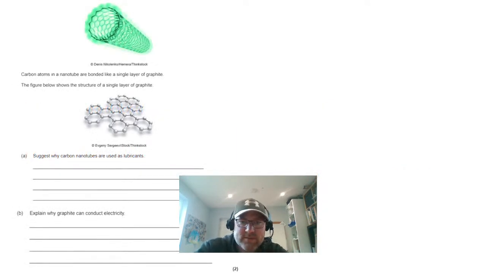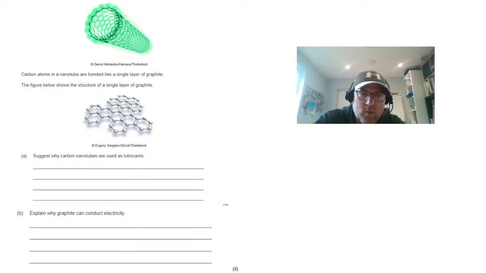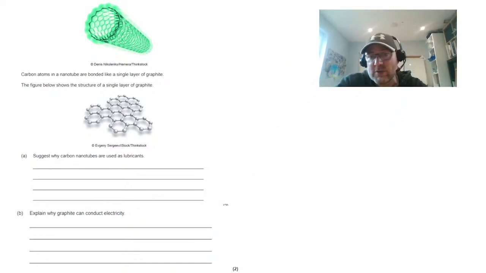Let's look at this question. I'm not interested in the first part. Why are carbon nanotubes used as lubricants? Lubricants is because layers can slide. So if layers can slide, then something's good as a lubricant. Graphite, nanotubes, lots of things. Anything that's a good lubricant has layers which can slide.